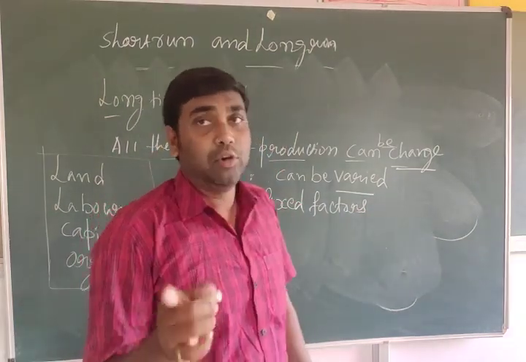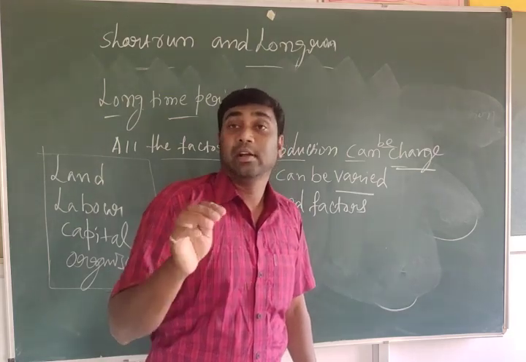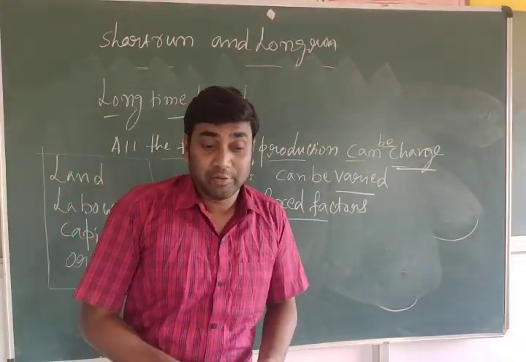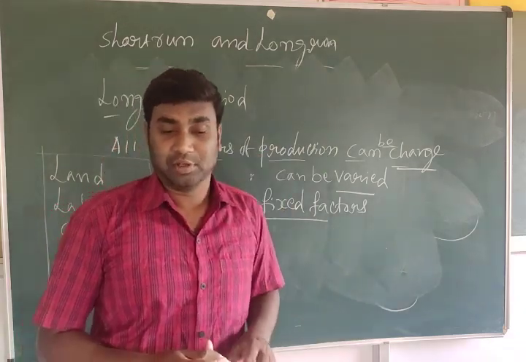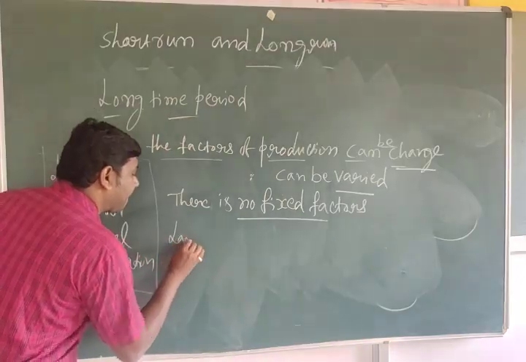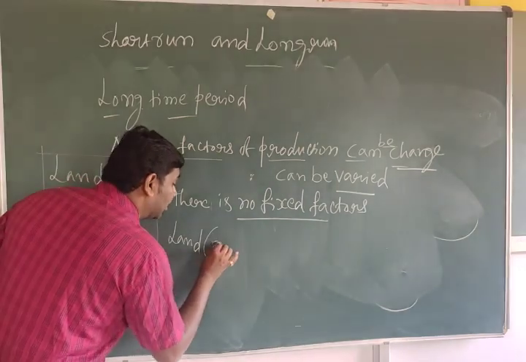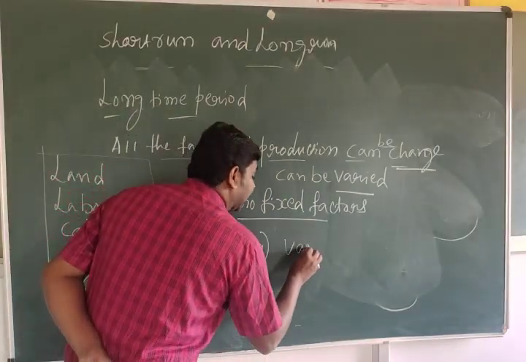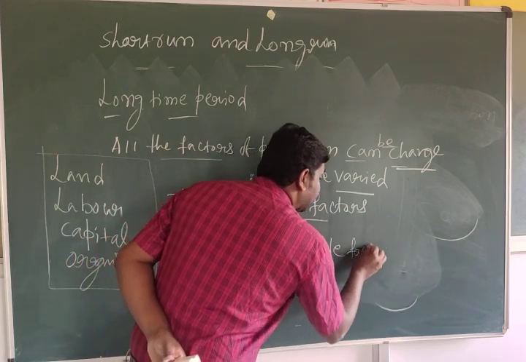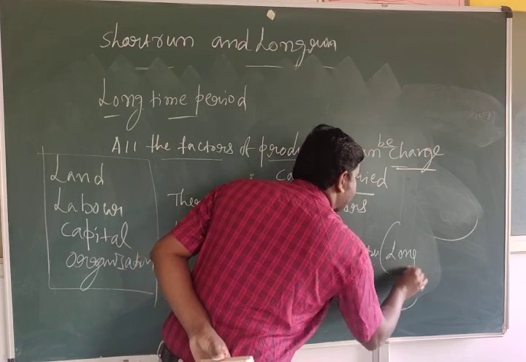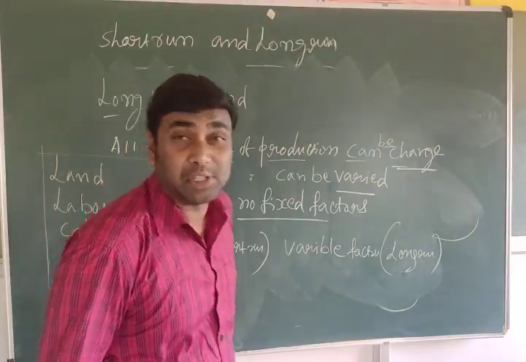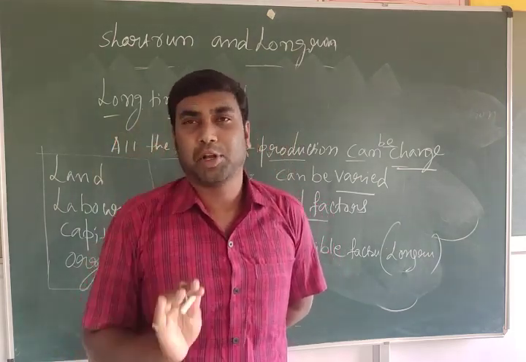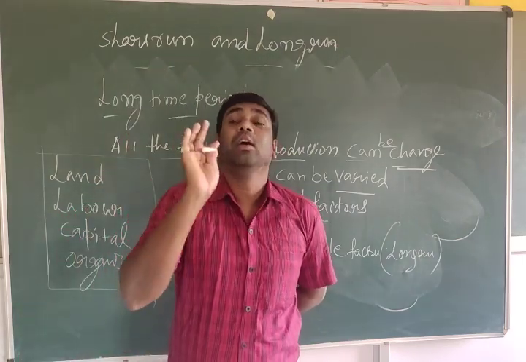In the short run, only one or a few factors are variable, and the remaining are all fixed factors. But in the long run, there are no fixed factors. Under the long run, we can change all the factors of production. Land is a fixed factor in the short run, right? It becomes a variable factor in the long run. Like this, all the factors of production can be changed in the long run. Long run is nothing but a long time period. And also you can change the scale of production in the long run.